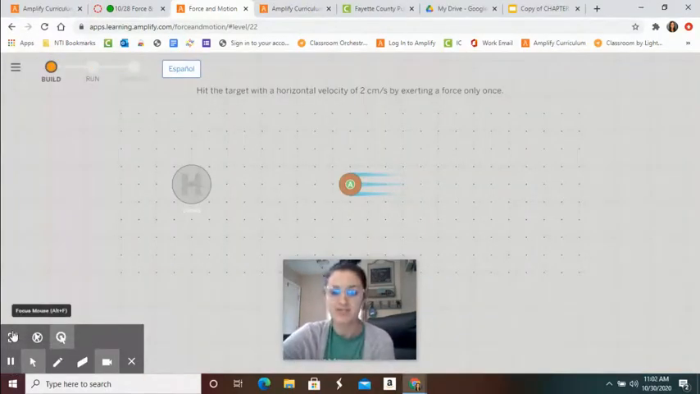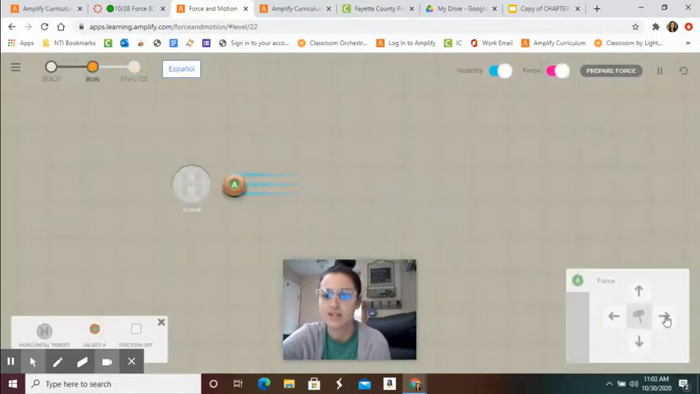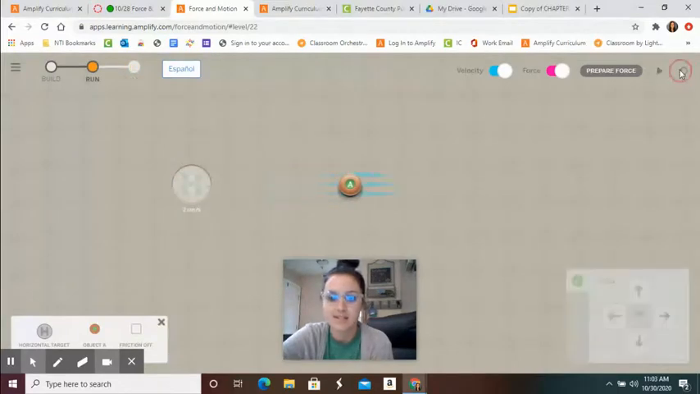Alrighty, for mission 5, this one is tricky. So we are hitting this target with a velocity of 2 centimeters, which sounds easy, but there's a trick. When I run it, my initial thought was it looks like it's already going 2 centimeters, but it doesn't take it. So then I exerted force backwards, and realized that it's going to have to go over the target before it goes in. And so I'm going to do that again for you.